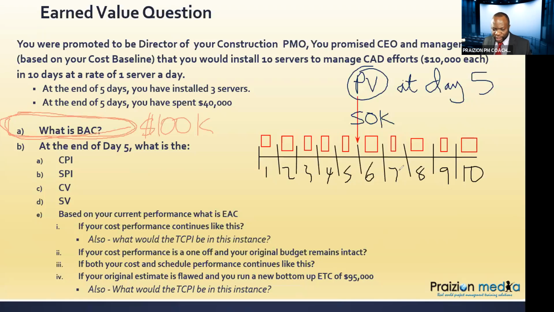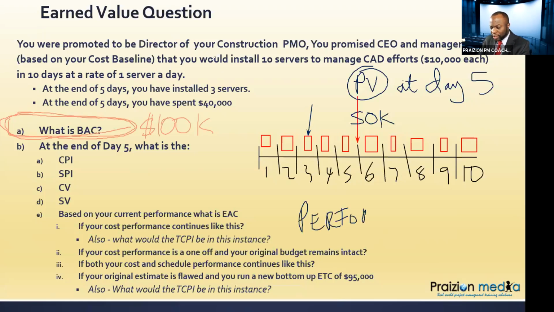Now let's keep reading. It says, at the end of 5 days, you have installed 3 servers. Oh, so taking a look at what it says, I should be at the red mark, but it seems like I am really here in terms of accomplishments. I should have done 5, but I've only done 3. Aha. What is earned value? Earned value is what we performed.